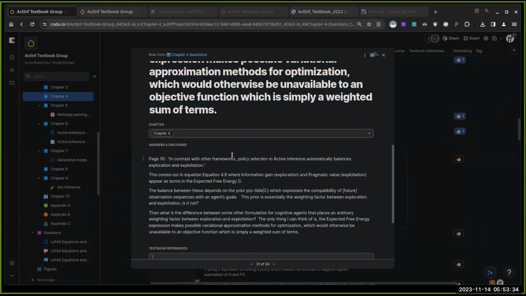Okay. Policy selection, active inference automatically balances exploration, exploitation. Already, this is quite a contentious claim. I mean, does it automatically balance it such that it's successful? Or does it give us a palette or an expressivity to set up systems that can try to balance it? I prefer the second one, but it's written like the first one.